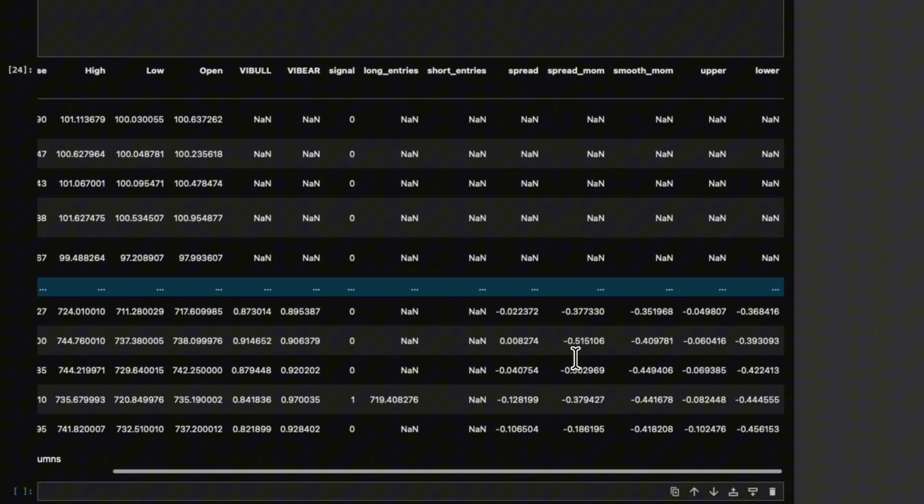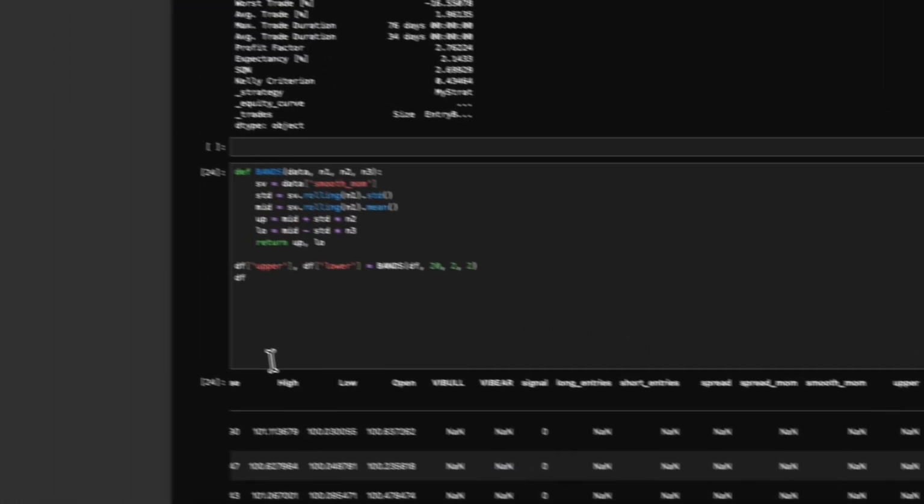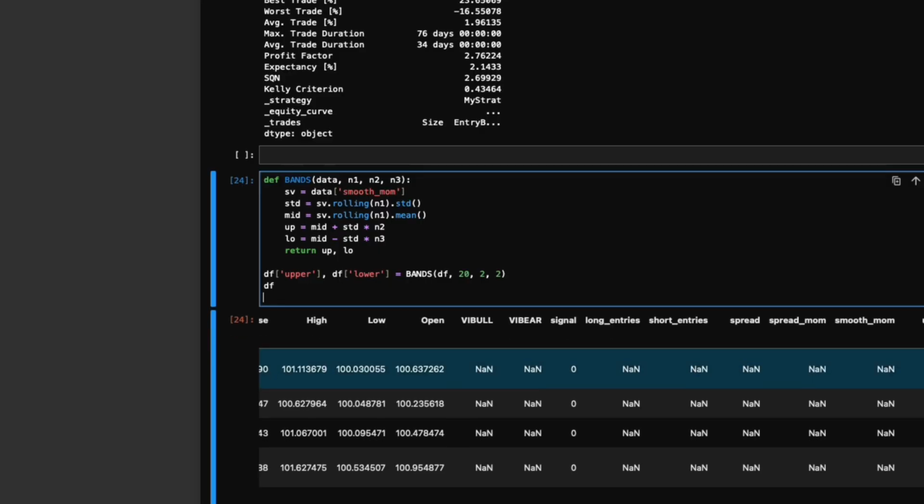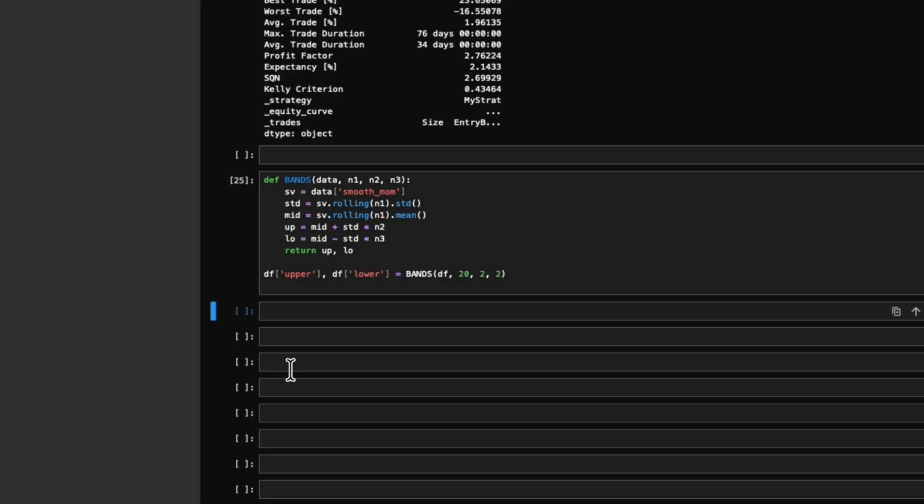And let me just run that and make sure I've got values. Okay, good. All right. So we've got some values in there. Fingers crossed that was the right one to do.